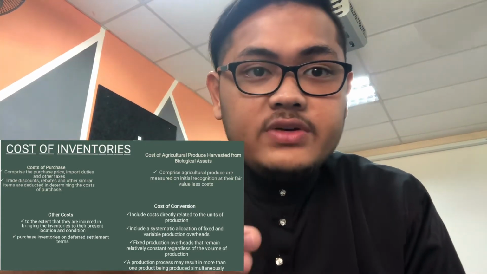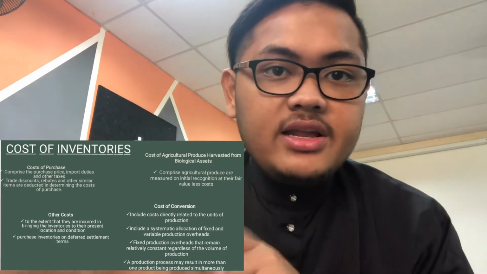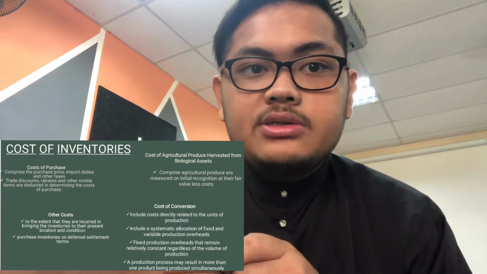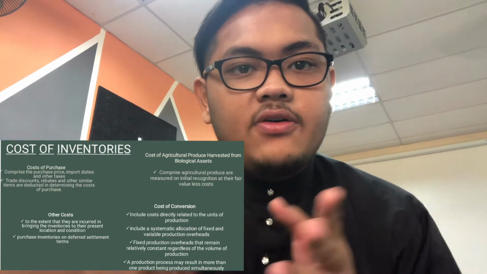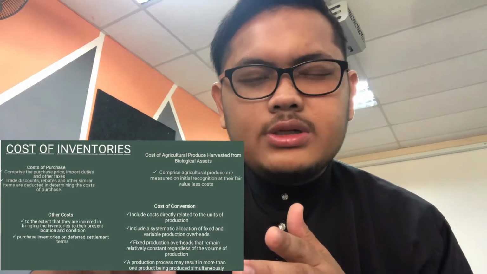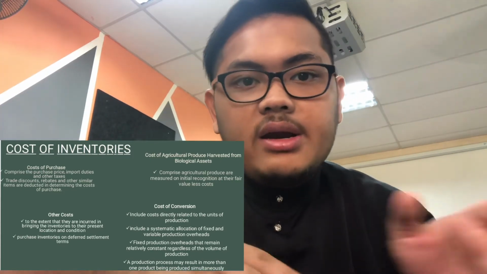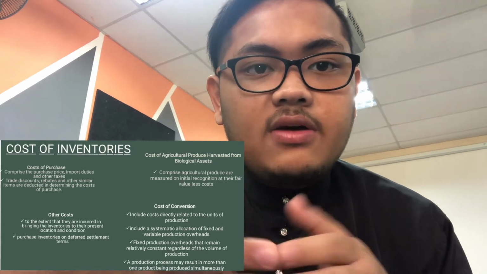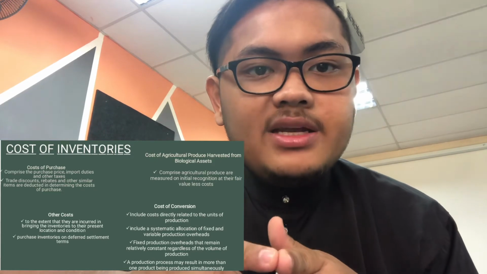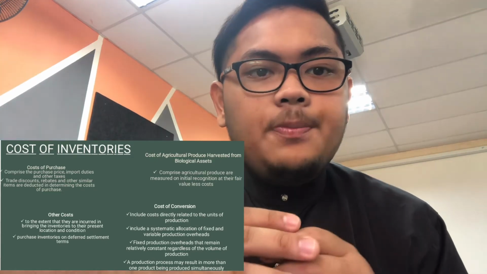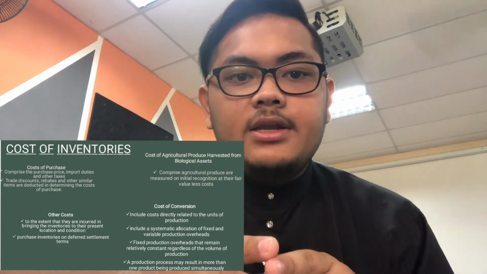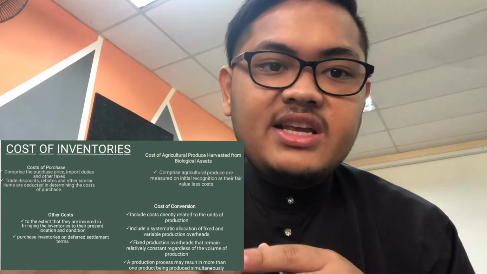Next, cost of conversion includes costs directly related to the units of production, such as direct labor. They also include a systematic allocation of fixed and variable production overheads. Fixed production overheads are those indirect costs of production that remain relatively constant regardless of the volume of production, such as depreciation and maintenance of factory buildings. A production process may result in more than one product being produced simultaneously.